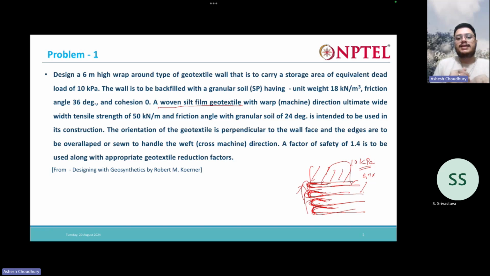Okay, and it is intended to be used in construction. So the friction angle with the granular soil that you are using for the construction is 24 degrees.